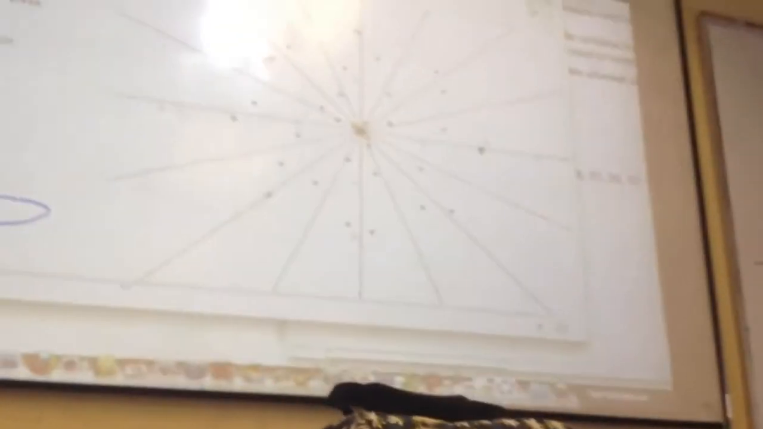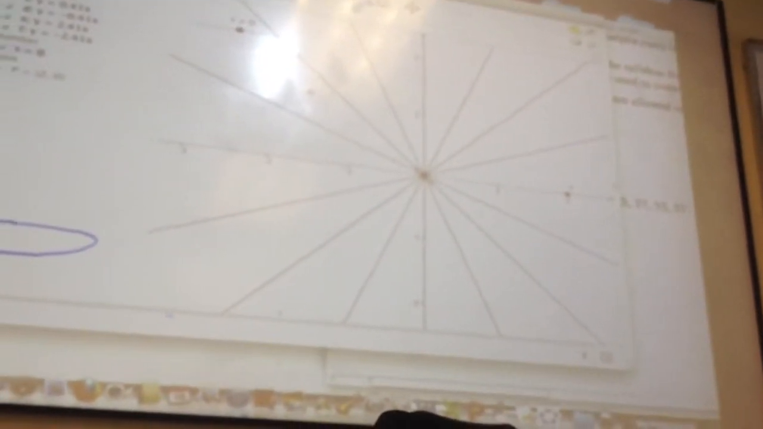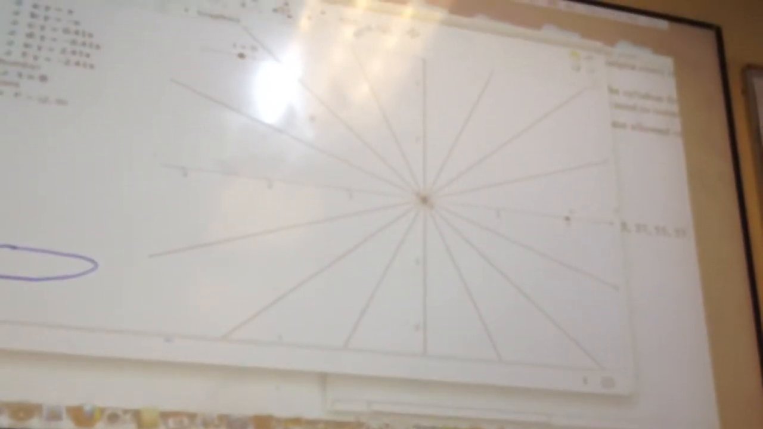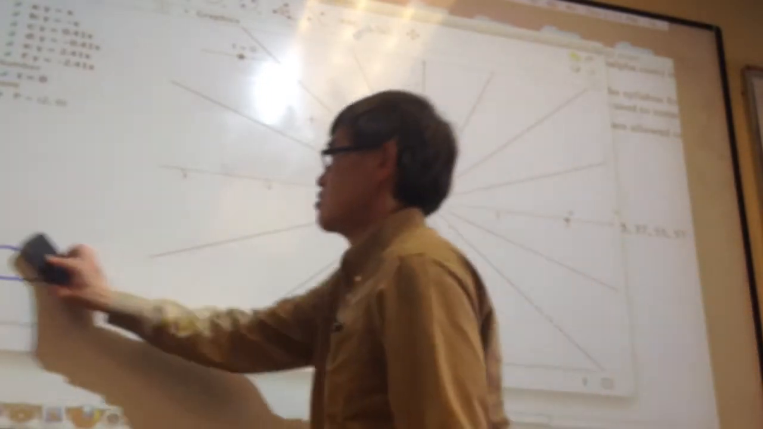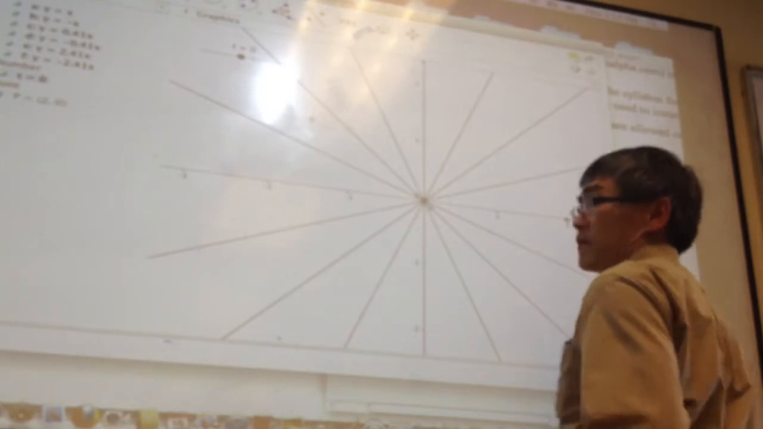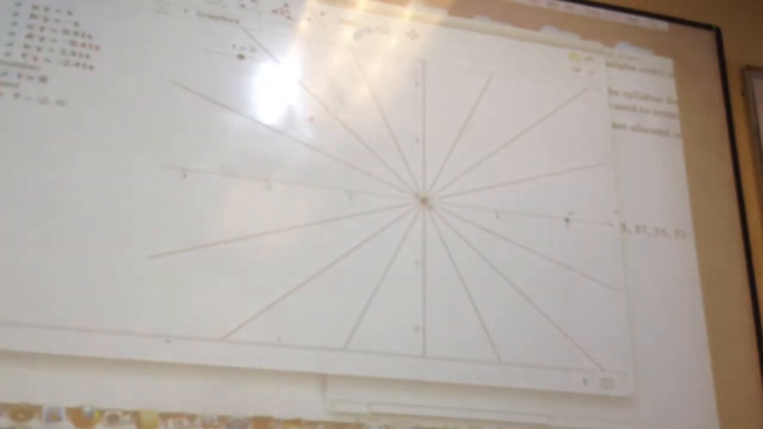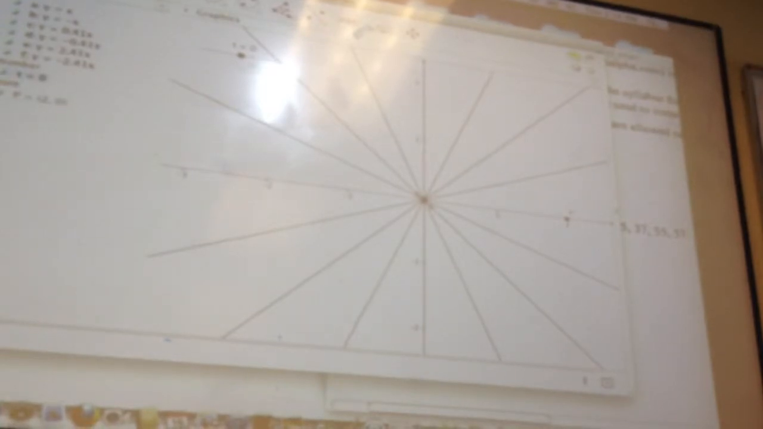Change this one back to 0. And the point P is currently 2 units away from the origin, right? It's right here. And theta is 0. So, I'm going to increase it. And look at that. Look at what I was plotting over there.